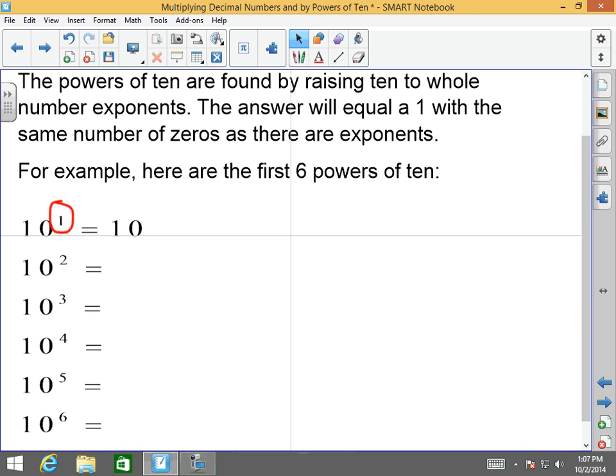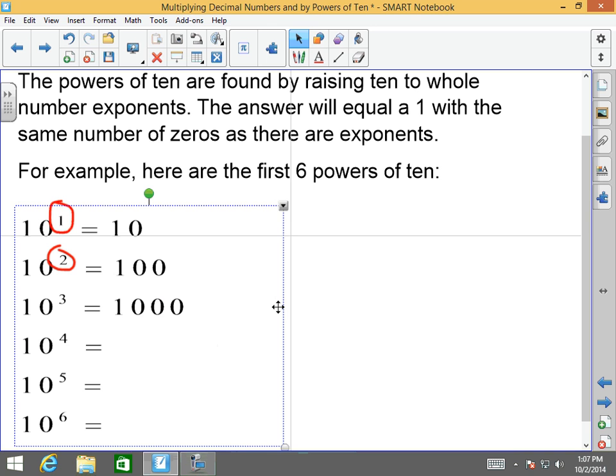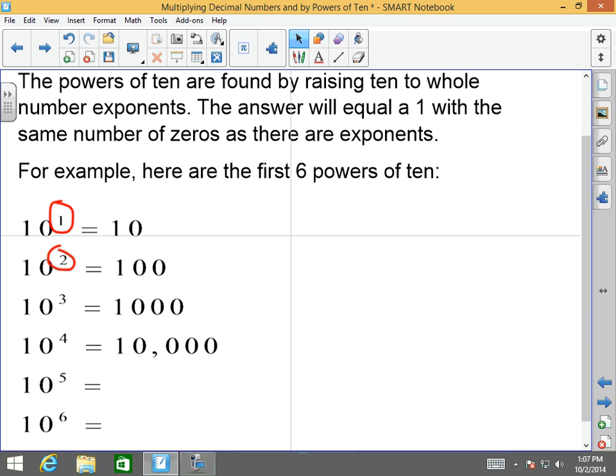10 to the second power. I'm going to write down a 1. But since I have an exponent of 2, how many zeros am I going to have behind the 1? 2. So this would be 100. For 10 to the third power, very good, I'm going to have a 1 with 3 zeros behind it, which would be 1,000. 10 to the fourth power, I'm going to have a 1 with 4 zeros behind it, 10,000.